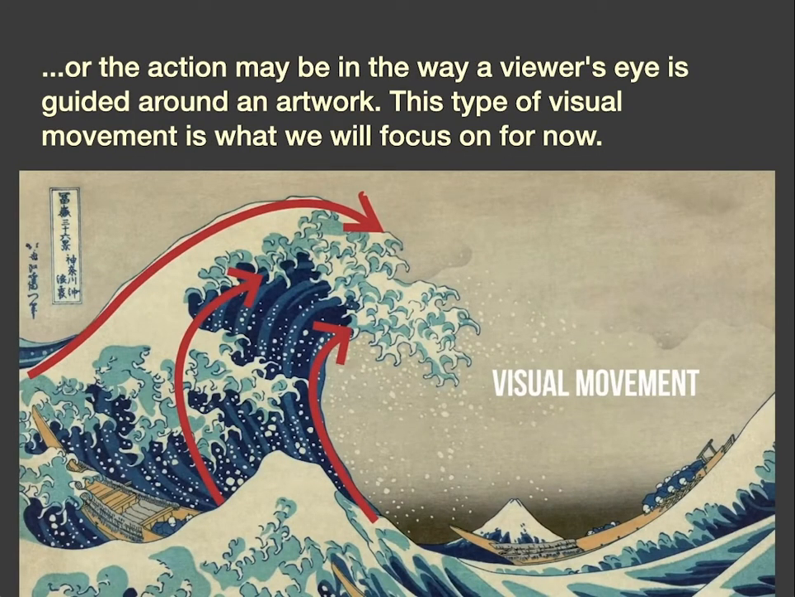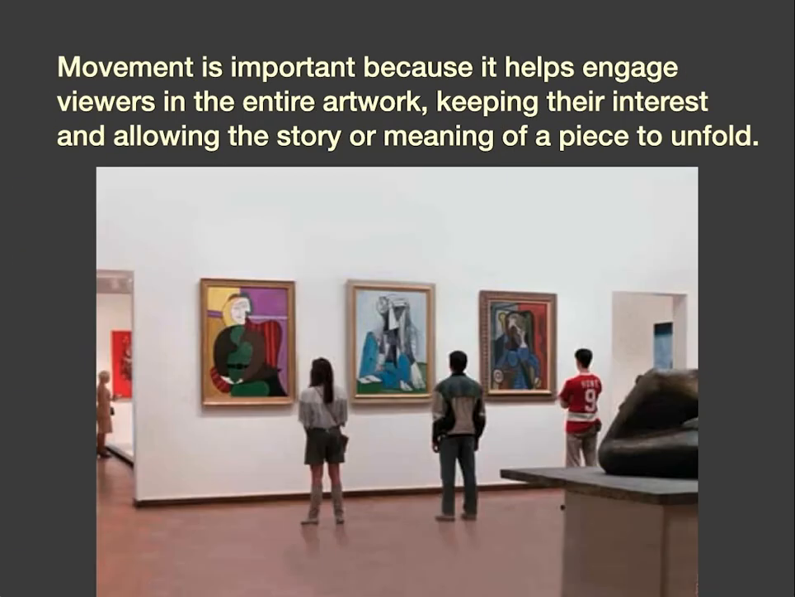Or it might just be the way the viewer's eye is guided around an artwork. And this is the type of visual movement that we'll focus on more in this class. How do you get the viewer's eye to move from one place to another in your composition? Movement's really important because it helps engage your viewer in the entire artwork, and that helps keep their interest because they're moving all around and seeing different things.